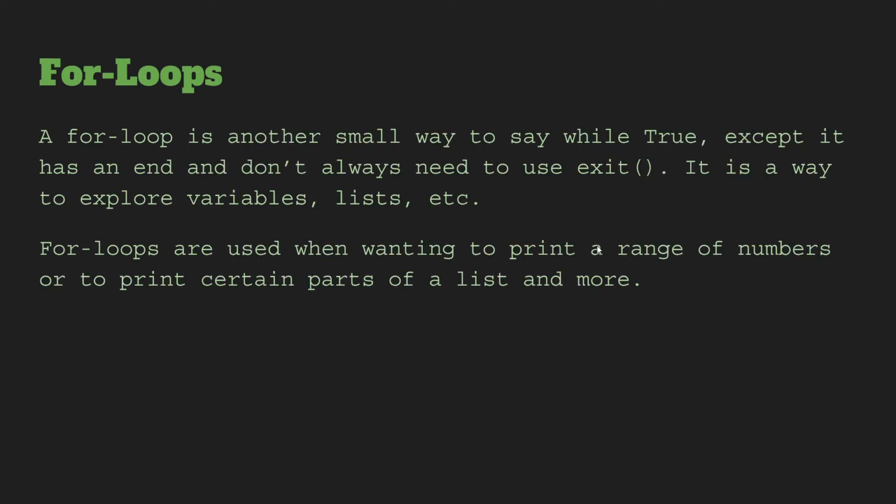For loops. What are for loops? A for loop is another small way to say while true, except it has an end and we don't always need to use exit. It is a way to explore variables, lists, and more. For loops are used when wanting to print a range of numbers or to print certain parts of a list and more. We'll explore more about for loops in part 2, but we'll learn the basics in part 1.